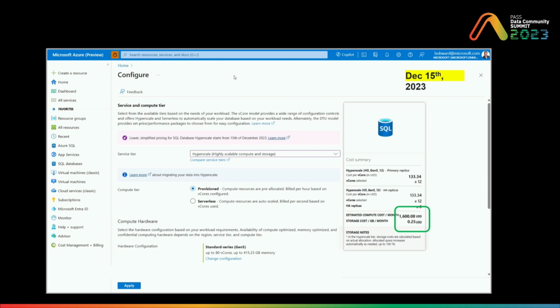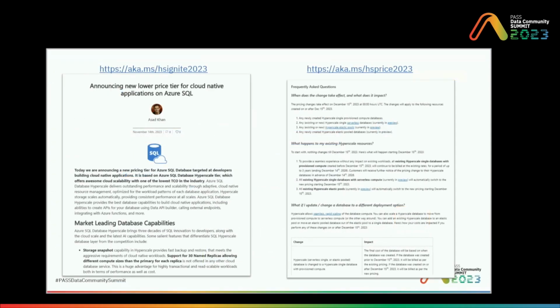So there are more details in those blog posts that I linked to. I can bring those up if you want to take a photo. Slides have been uploaded to the PAS website, so they should be made available to you shortly. But do use these short URLs if you want to know more about these announcements. If there are any questions on the price, I'm happy to take that now or even offline. So just a quick checkpoint if anyone has any feedback, questions.